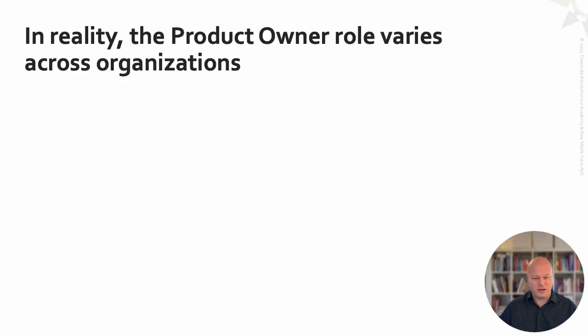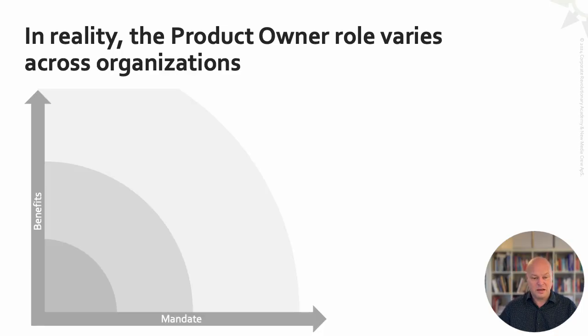That's all very fine and good, but in reality, the product owner, of course, varies across organizations. Let's have a look at that. If we set up the benefits on the vertical axis and the mandate the product owner has on the horizontal axis, let's see how much we get out of investing mandate in the role. In some organizations, the product owner basically is just a scribe, taking down notes from stakeholders. We don't get much benefit out of that, and that's definitely because of the low mandate invested.